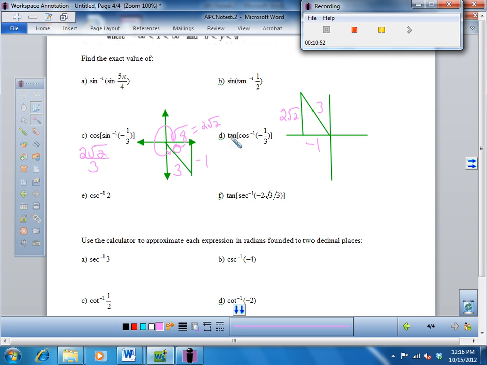So what is the tangent of this angle right here? That's your theta. 2 root of 2 over -1, which is just -2 root of 2.